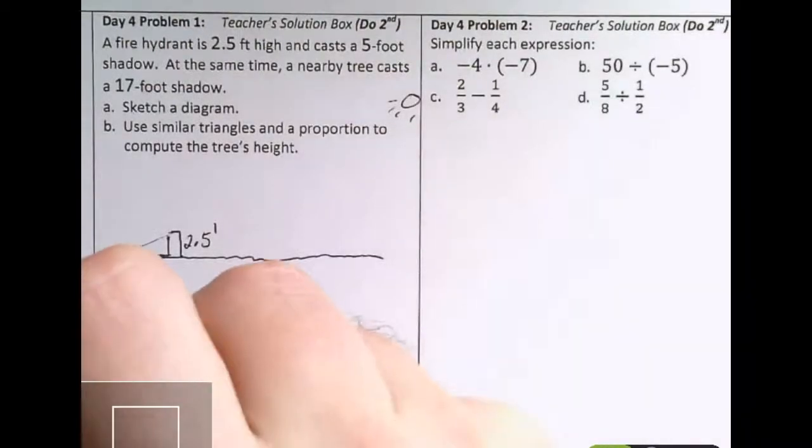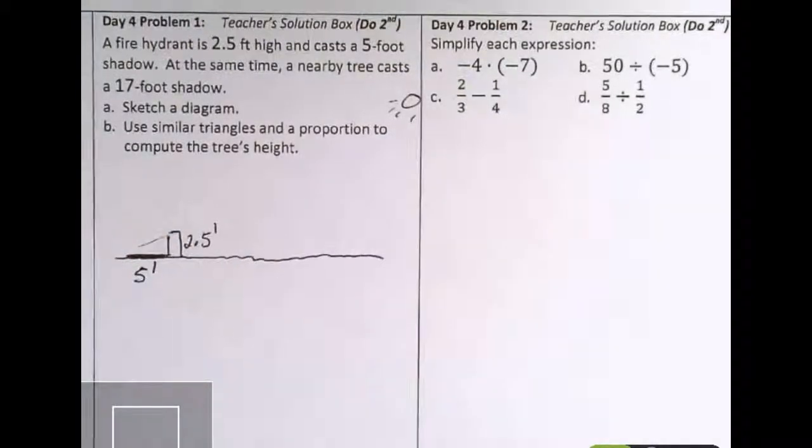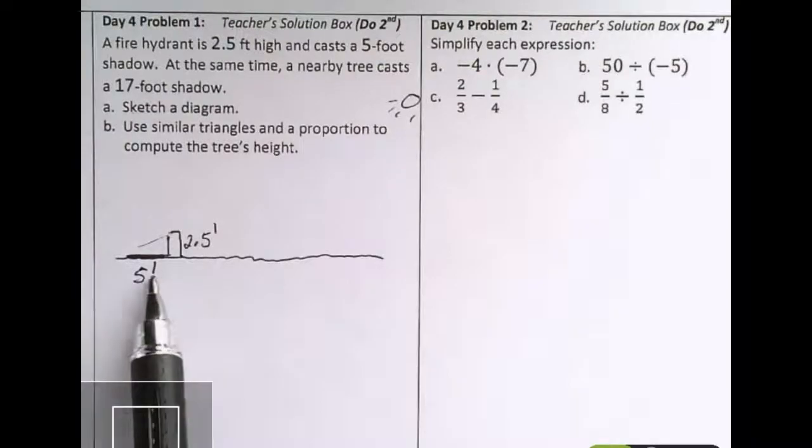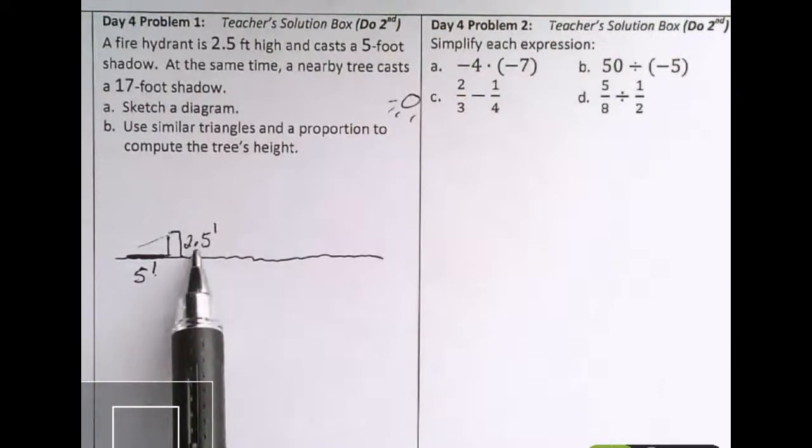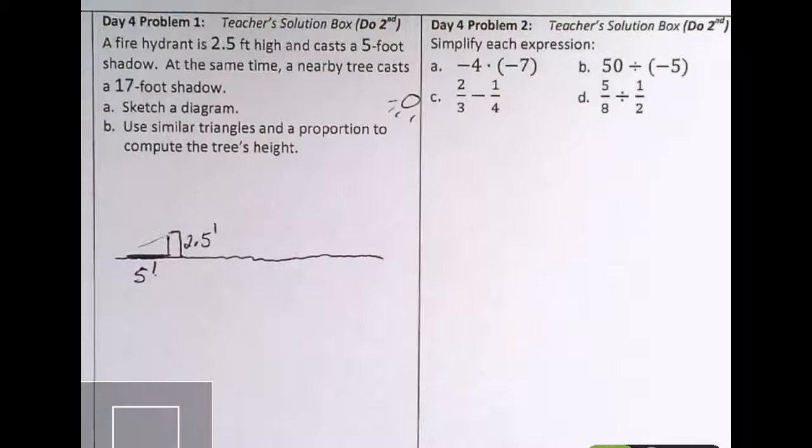We're told that that shadow is 5 feet long. I want you to notice something here. Please notice that the shadow is twice as long as the height of the fire hydrant.